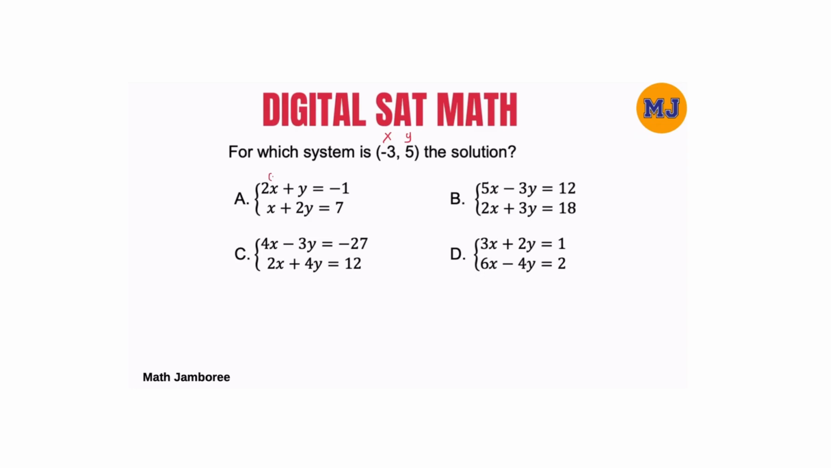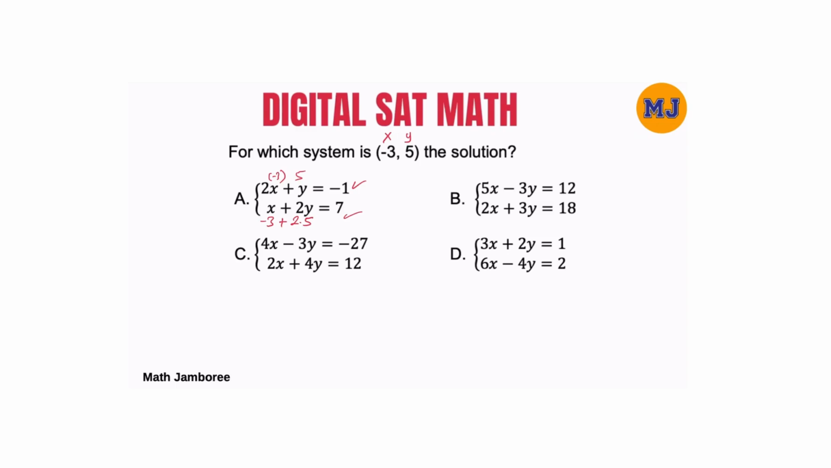2 times -3 plus 5, does it give us -1? 2 times -3 is -6, plus 5. Yes, that gives us -1. And if I put -3 plus 2 times 5, 2 times 5 is 10, 10 minus 3 gives us 7. So this works for us as well for this one too. So we just found the answer, we can say that. But let's check the other choices as well.